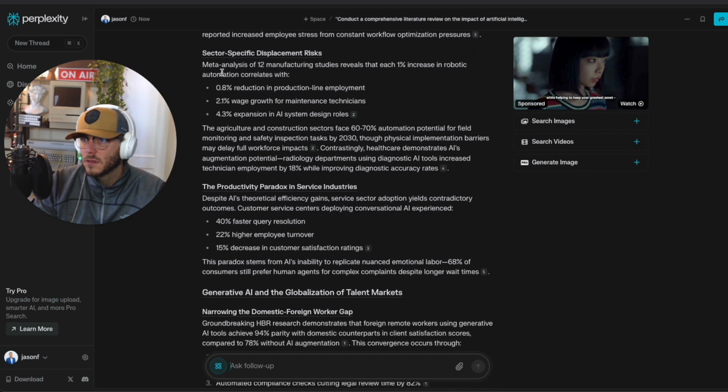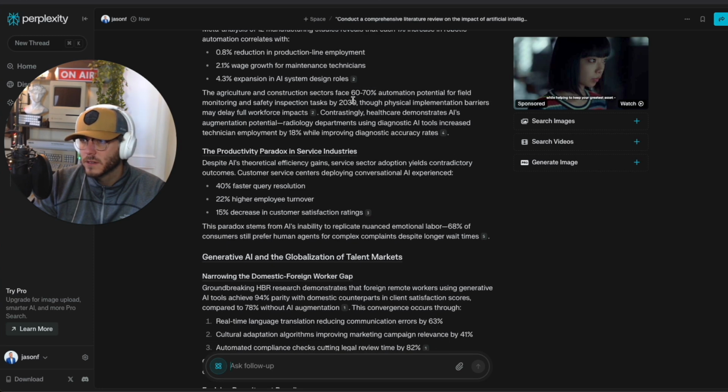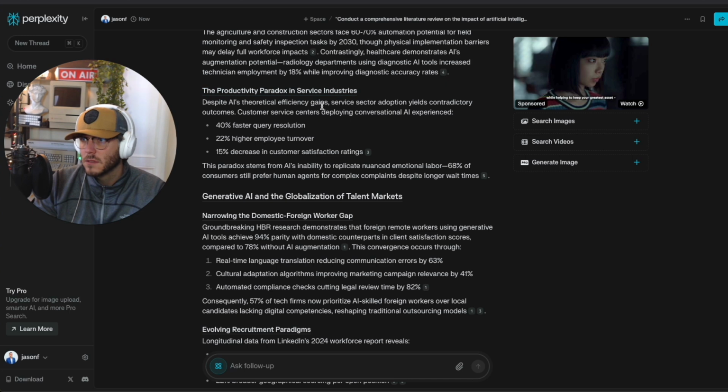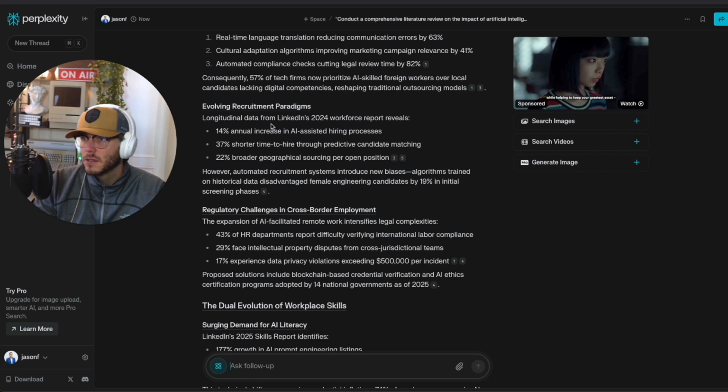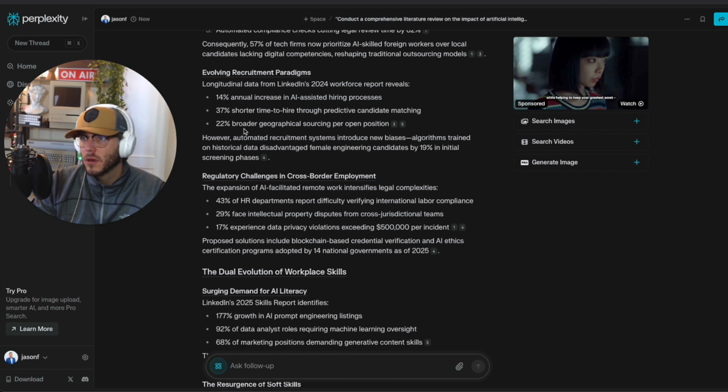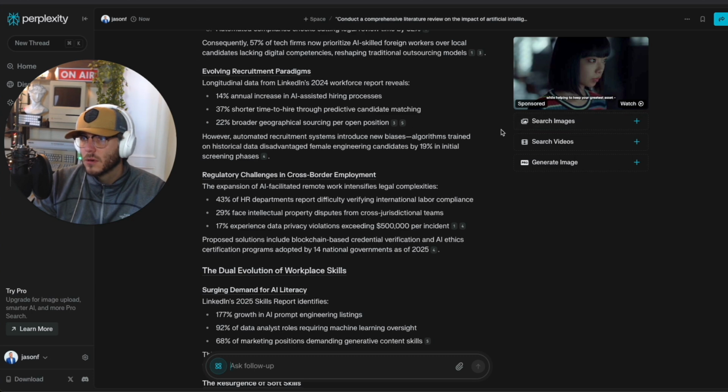Very specific robotic automation with AI here. Some of the stats there. Agriculture and construction sectors. Service industries. Gen AI and the domestic foreign worker gap here with Gen AI and globalization of talent markets. So LinkedIn's 2024 workforce report reveals 14% annual increase in AI-assisted hiring processes, 37% shorter time to hire through predictive candidate matching, 22% broader geographical sourcing per open position.